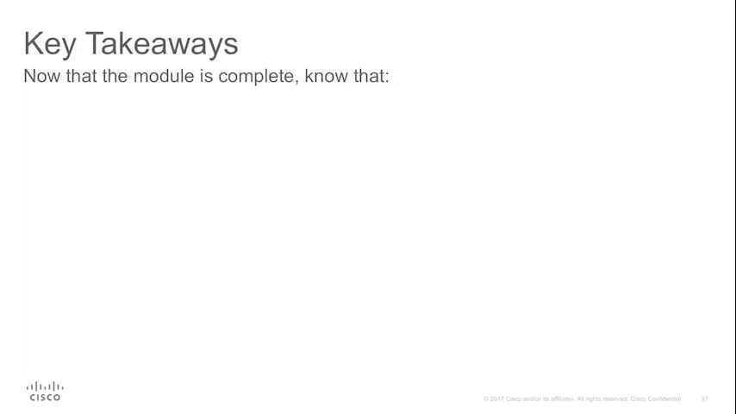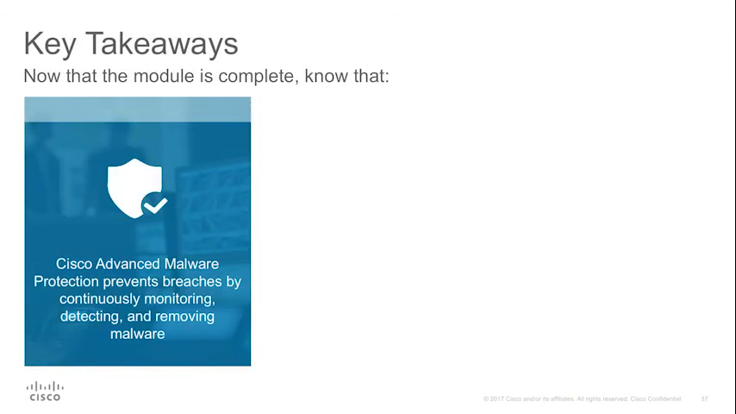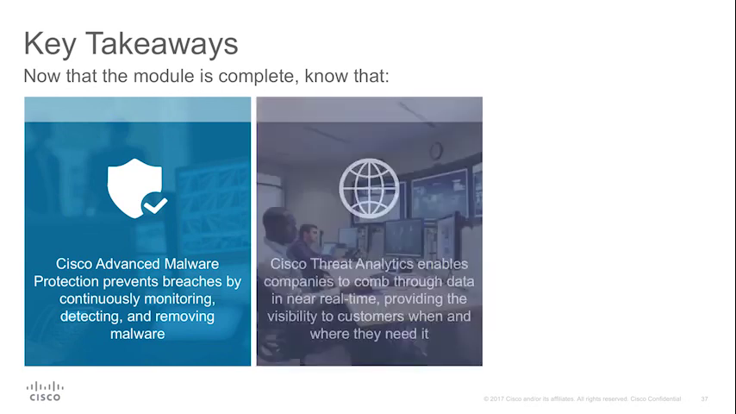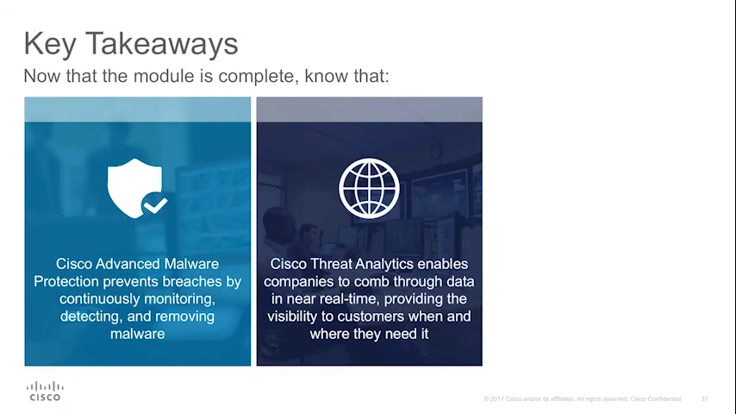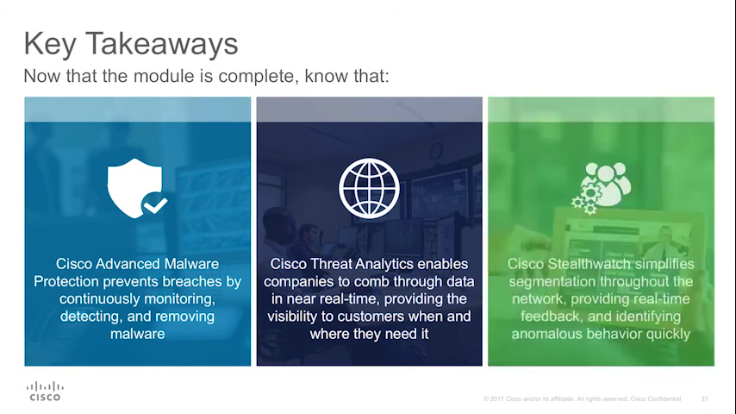Now that the module is complete, know that Cisco Advanced Malware Protection prevents breaches by continuously monitoring, detecting, and removing malware. Cisco Threat Analytics enables companies to comb through data in near real time, providing the visibility to customers when and where they need it. Cisco StealthWatch simplifies segmentation throughout the network, providing real-time feedback and identifying anomalous behavior quickly.